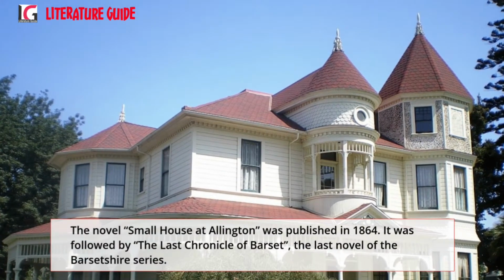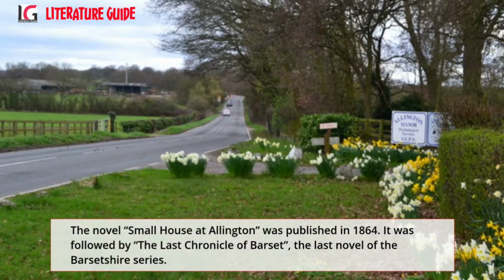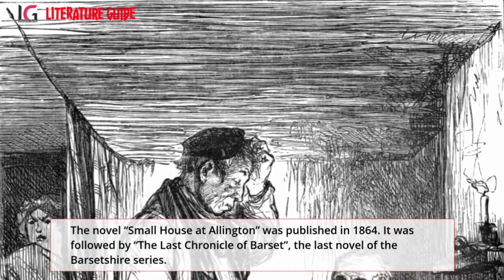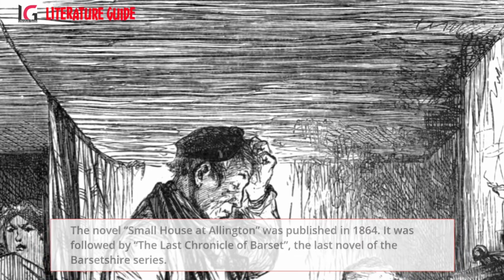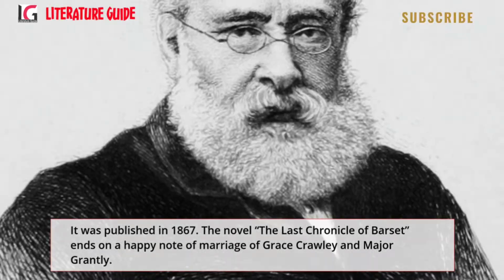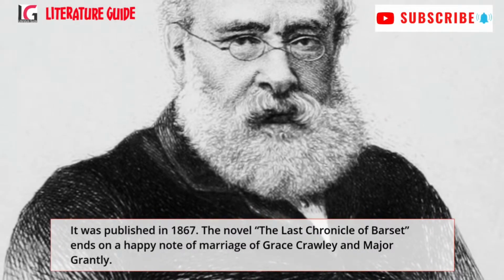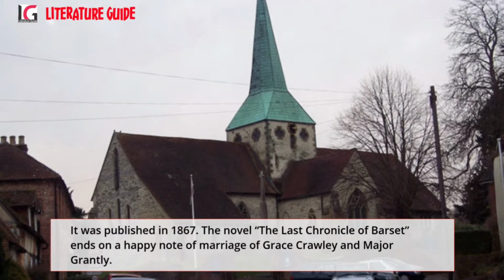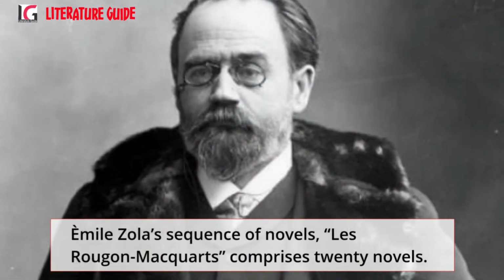The novel Small House at Allington was published in 1864. It was followed by The Last Chronicle of Barset, the last novel of the Barchester series. It was published in 1867. The novel The Last Chronicle of Barset ends on a happy note of marriage of Grace Crawley and Major Grantley.